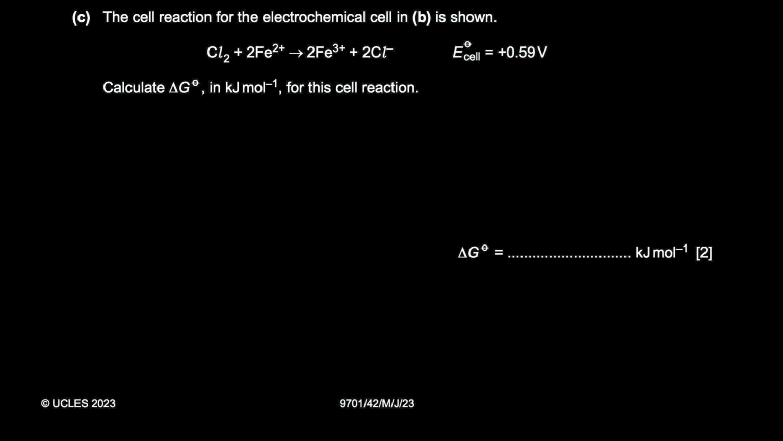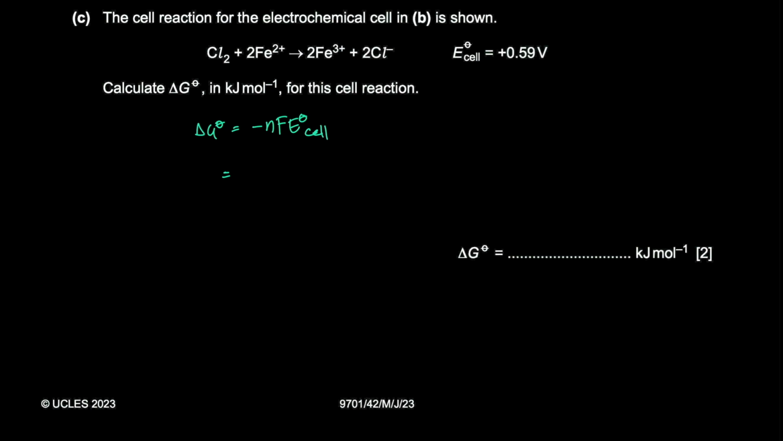The cell reaction for the electrochemical cell in part B is shown. Calculate the standard Gibbs free energy change in kilojoules per mole for this cell reaction. Now you guys should know that the standard Gibbs free energy change delta G is equal to minus NFE, where E is the standard cell potential, N is the number of moles of electrons, and F is Faraday's constant. Now here, in this particular case, how many electrons do we have? Well, N should be 2.